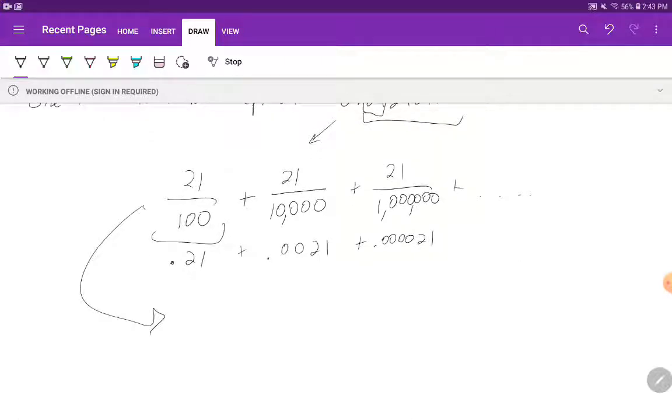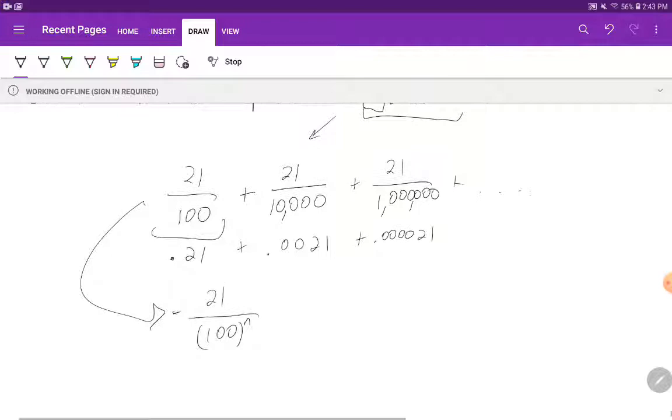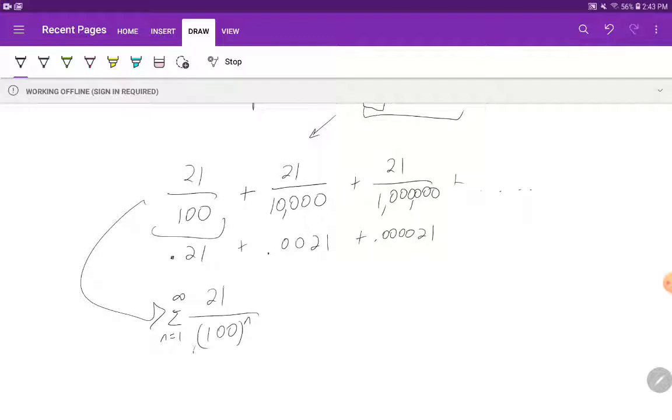This can be rewritten as 21 over 100 to the n power. No, that's not right. To the 100 to the... No, that is right. Right? Yes, with a sum, and we go from 1 to infinity. Because if I plug in 2 into this, I get 10,000, and if I plug in 3, I get 1,000,000. Yeah, so this works out.